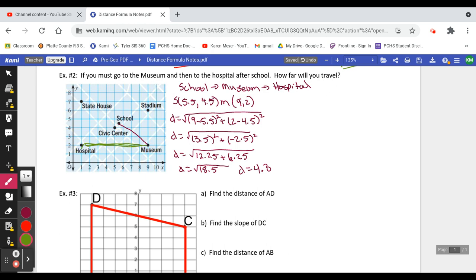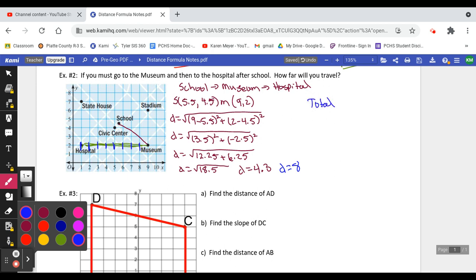Okay, so if I'm going to count the spaces in between, then we're going to have 1, 2, 3, 4, 5, 6, 7, 8. So I know from the museum to the hospital has a distance of 8. Now my total would therefore be adding the two distances together. So I would take 4.3 plus 8. So then my final distance would give me 12.3.